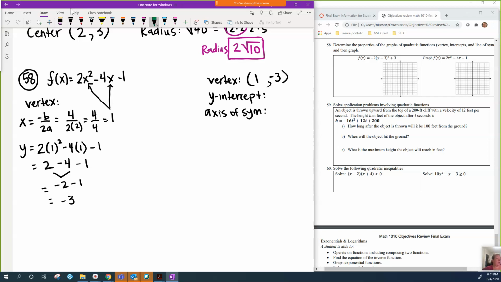To find my y-intercept, I'm going to always find intercepts. To find the y-intercept, I'm going to let x equal 0 and then solve for y. This would be another good thing to put down: how to find x-intercepts, how to find y-intercepts. So I'm going to go back to this function and put 0 in place of my x. So that's going to give me 2 times 0 squared minus 4 times 0 minus 1, and this is what my y equals.